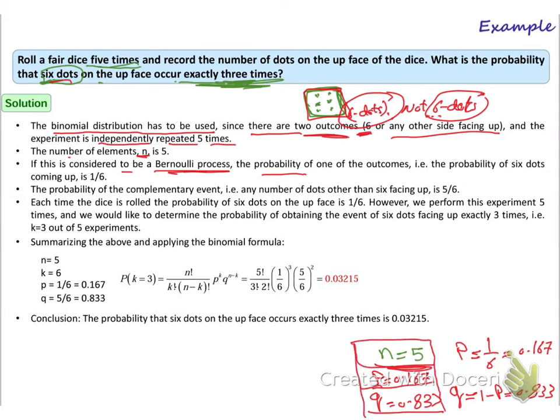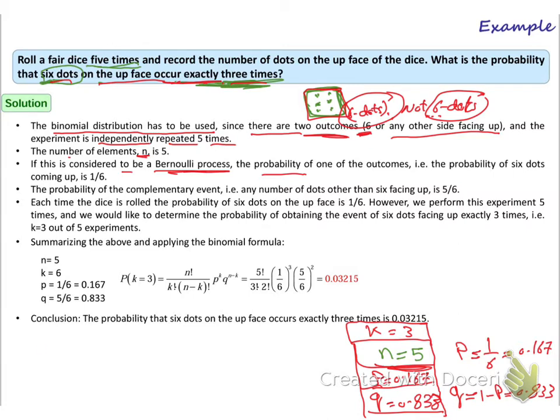Okay, so I have got these criteria. Now I'm looking for K. How many times does he want it repeated? He said the face occurs exactly 3 times. So K equals 3. So I now have all the required 4 criteria for Bernoulli.